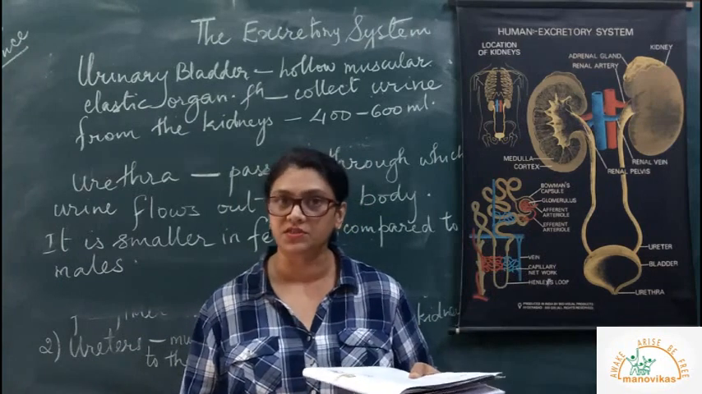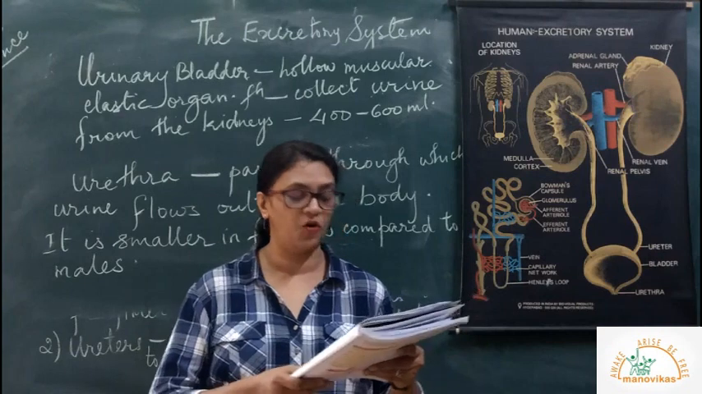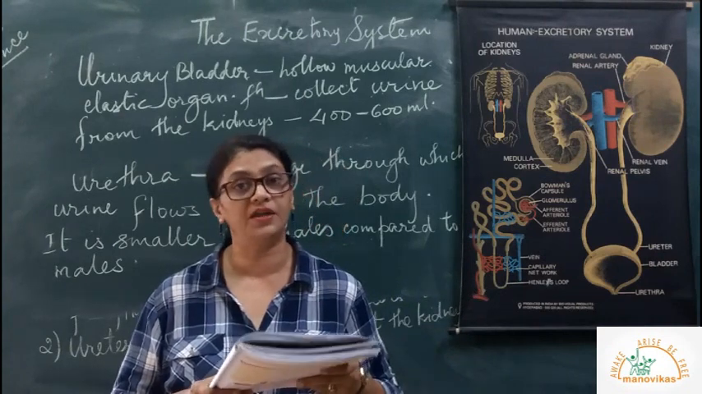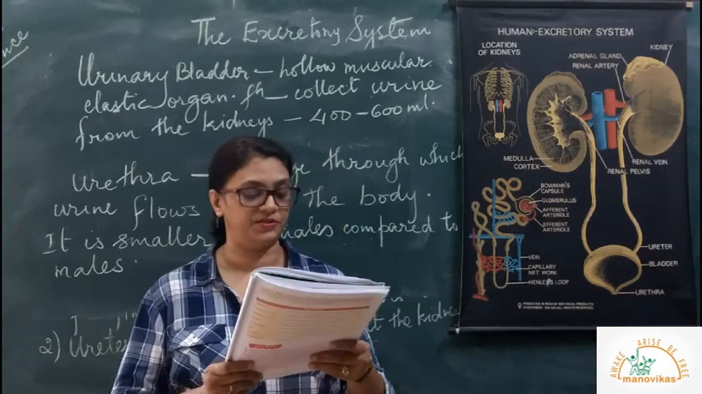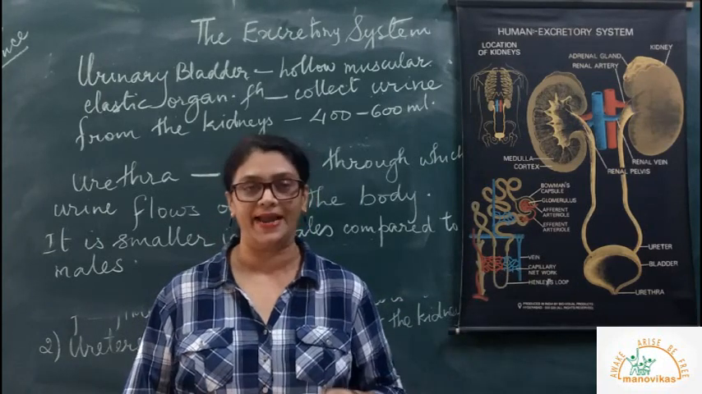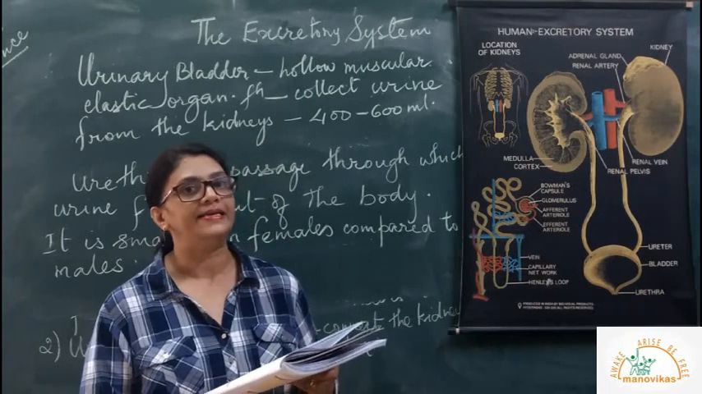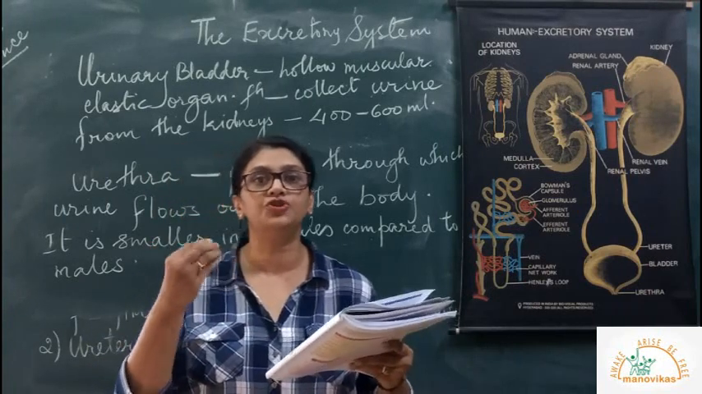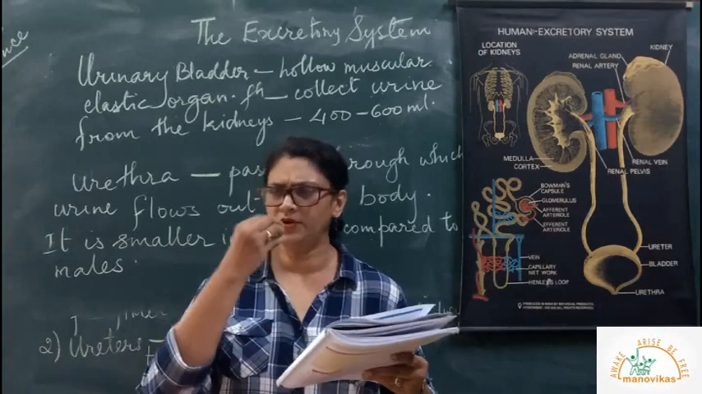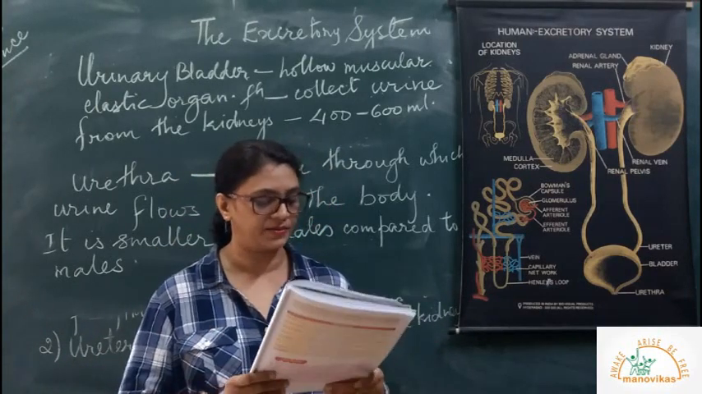Eat a balanced diet that contains all the nutrients in adequate quantities. You already know this. We have to eat all kinds of food because our body requires all the nutrients. Next, do not talk while eating. Very important. When you talk while eating, you are not able to chew your food well. Food can fall out of your mouth, which is bad.